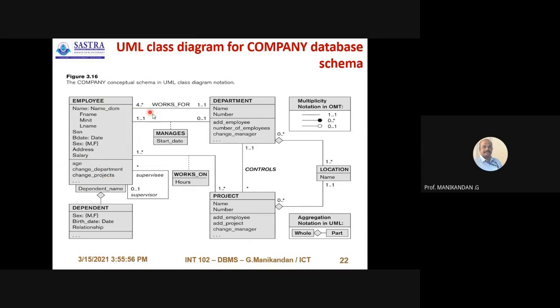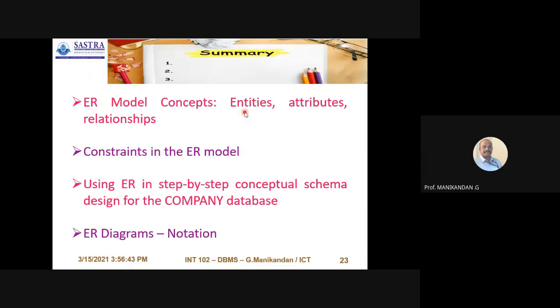Again, this is the notation for your constraints. This is the relationship type and relationship attribute. This is the notation for your recursive relationship, and the weak entity, that is the dependent. So this is the alternative, the notation we use for creating a UML class diagram. This is just for comparison with your ER diagram.